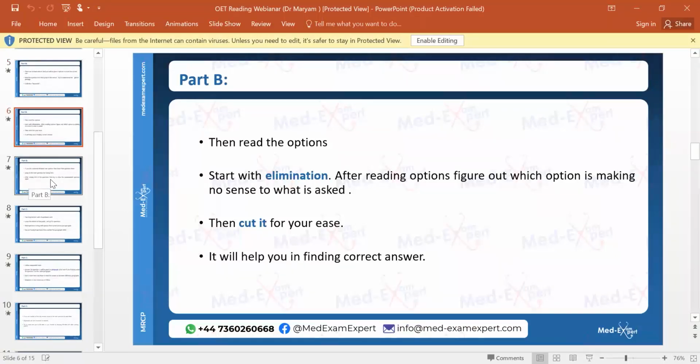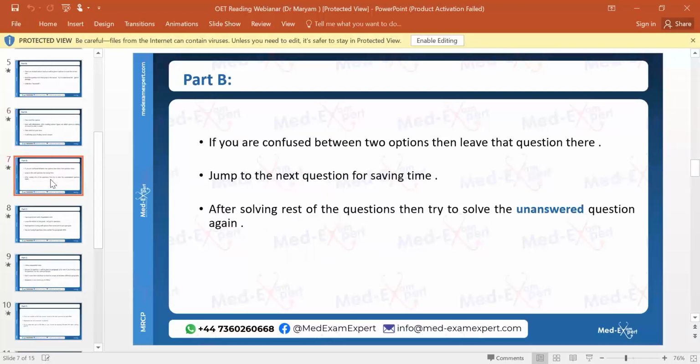I have told you earlier that you first read the question, then move to the paragraph, and then read the options. Start with the elimination. After reading the options, figure out which option makes no sense for what is asked. This is all about elimination. Then cut it out for your ease. It will help you in finding the correct answer. I have already mentioned all this. Okay, next slide.